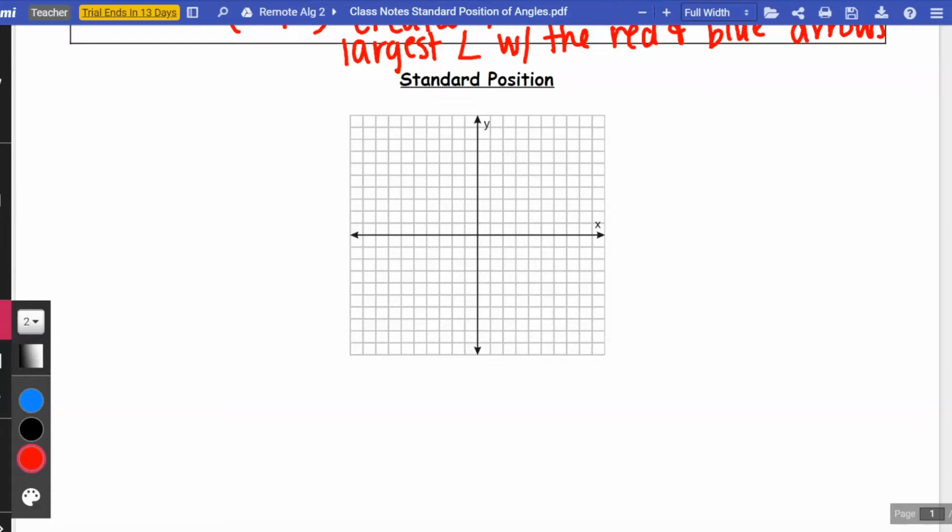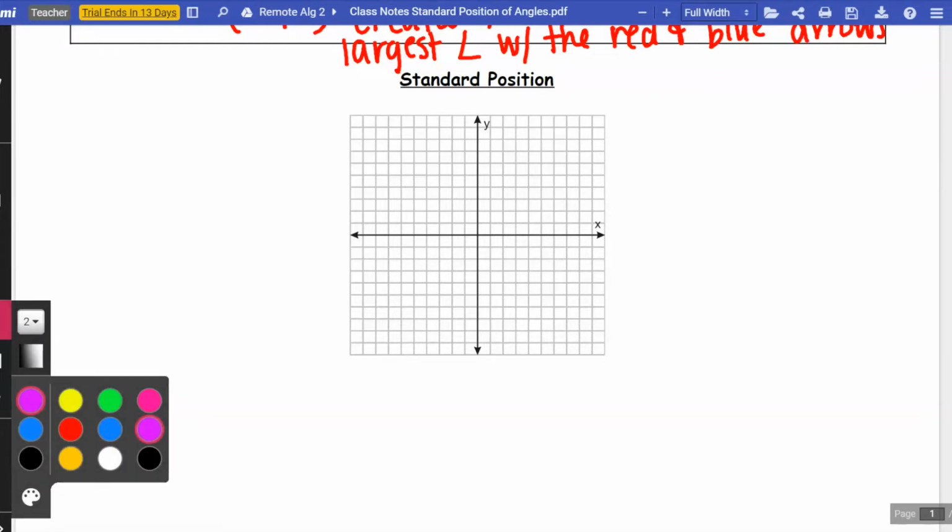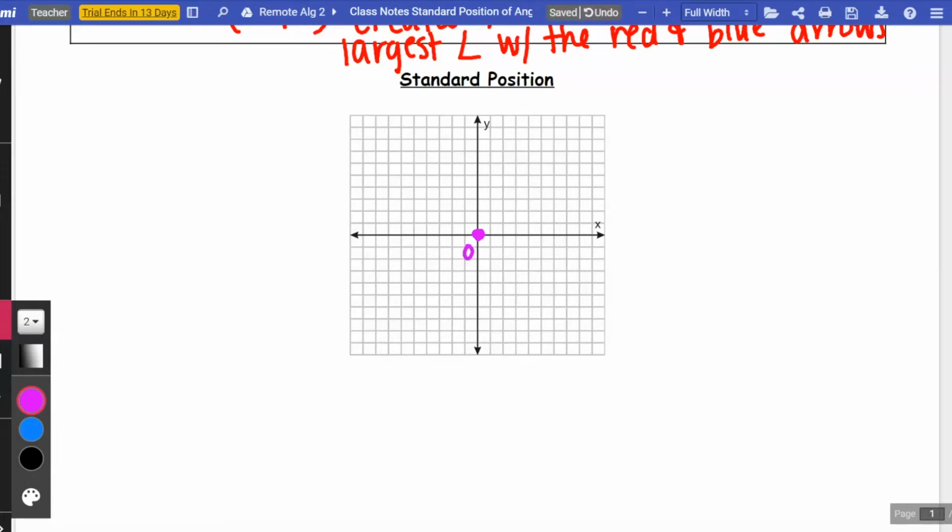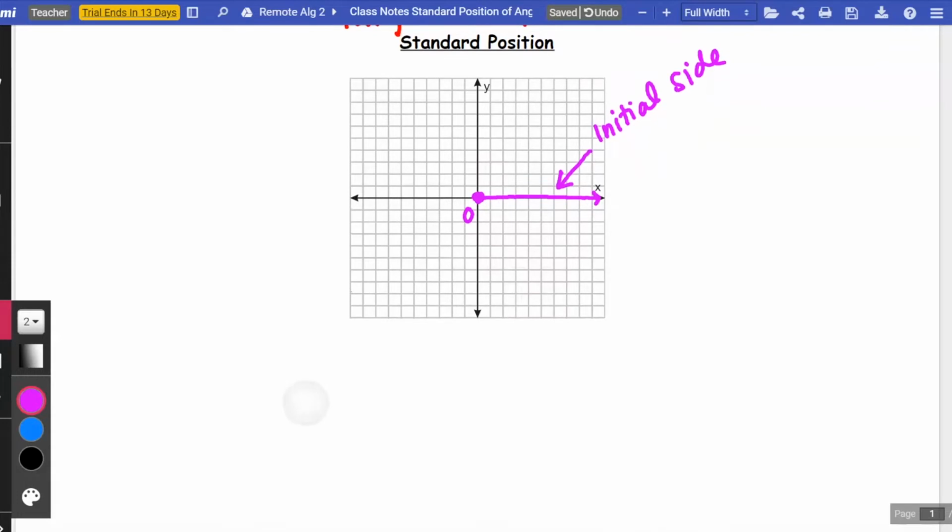The standard position of an angle has a couple key parts. The first key part is that the initial side of your standard position is always going to start at the origin and then be on the positive x part of the x-axis. This is always going to be what we call the initial side of our angle in standard position.